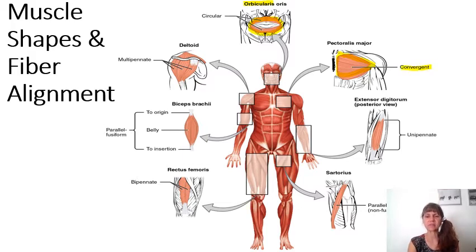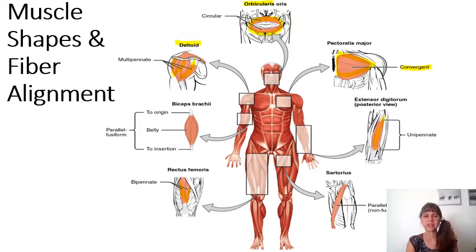We have some muscles that are shaped like feathers that often attach in an oblique fashion. Oblique means at an angle. Here we have a unipennate muscle, a bipennate muscle, and the word penna means feather. Here we have the multipennate muscle that you know as deltoid.